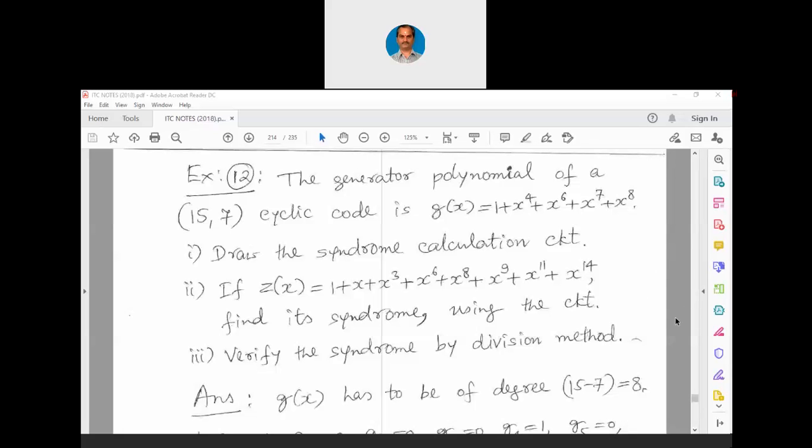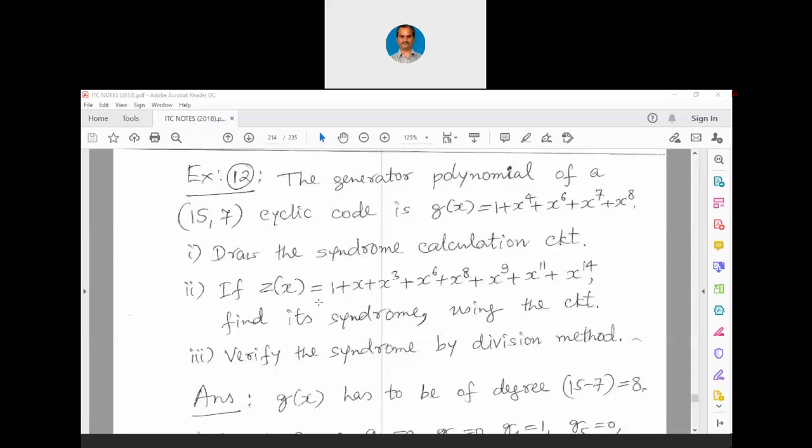Okay, coming back from the spiritual domain to the technical domain, and back to information theory and coding. Let us see how to solve this particular exercise. Here the generator polynomial of a 15,7 cyclic code is given: 1 plus x power 4 plus x power 6 plus x power 7 plus x power 8. Now draw the syndrome calculation circuit at the receiver. In the first exercise, we drew the encoder circuit at the transmitter. Now it is asked to draw the syndrome calculation circuit at the receiver.